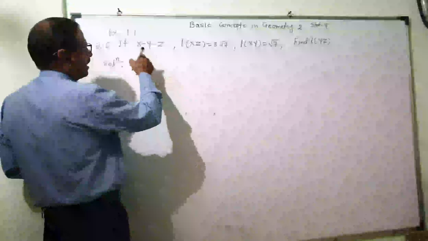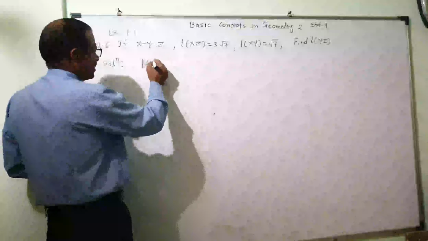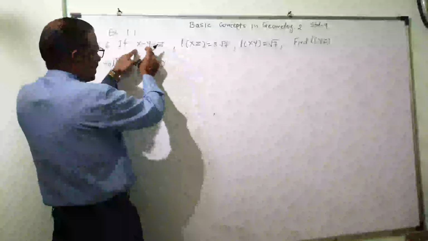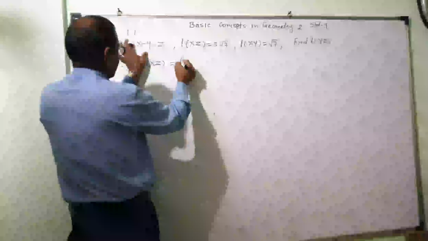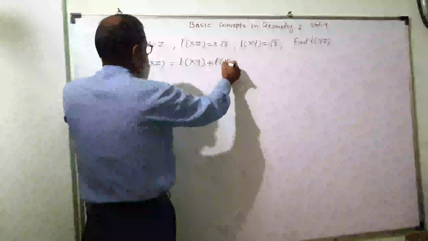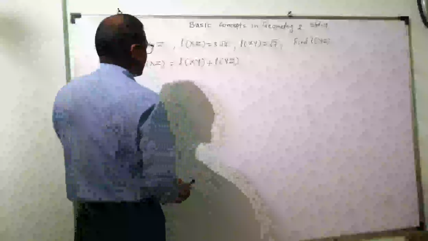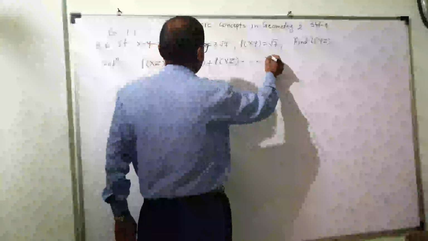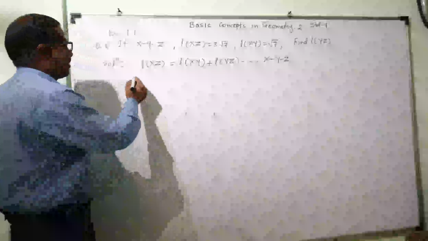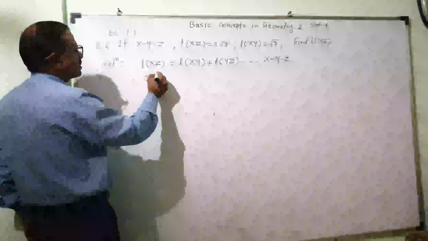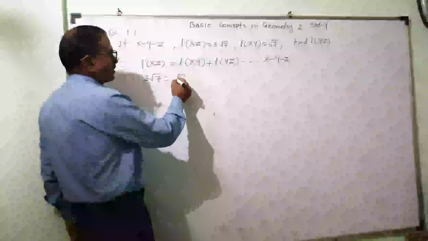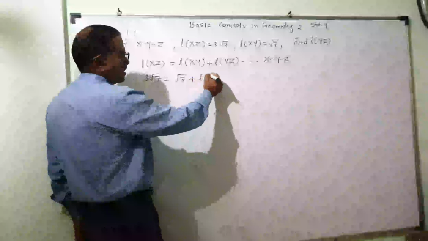Length XYZ. So length XZ means X and then the last point is Z. So XZ is equal to length XY plus length YZ. The reason is X-Y-Z. It is better to write the reason. Therefore, XZ is 3 root 7, which is equal to XY, which is root 7, plus length YZ.